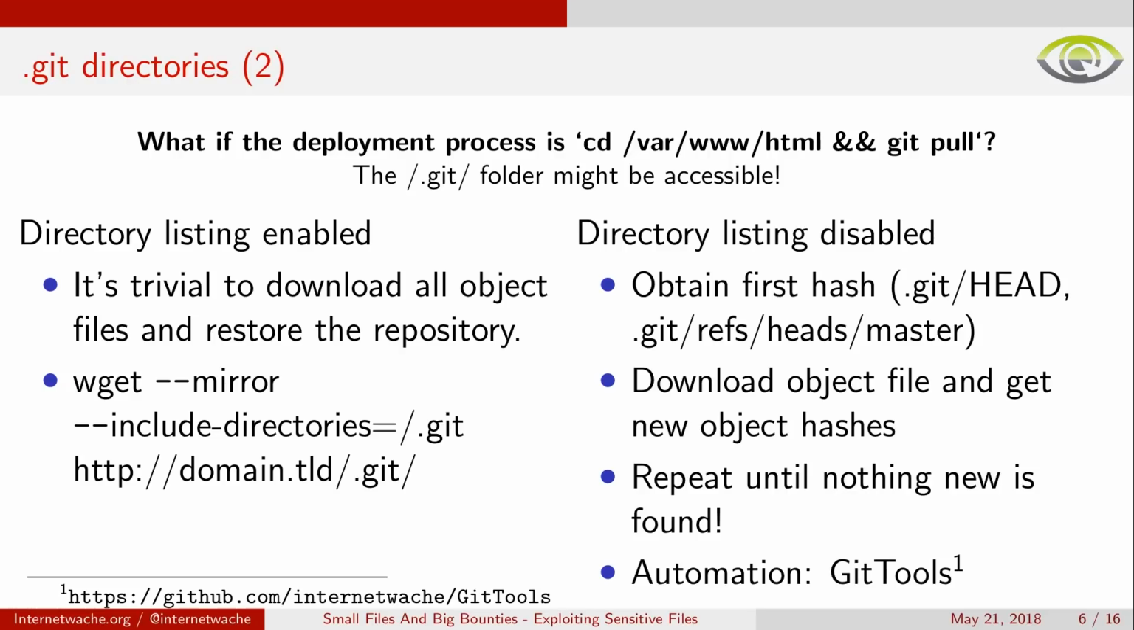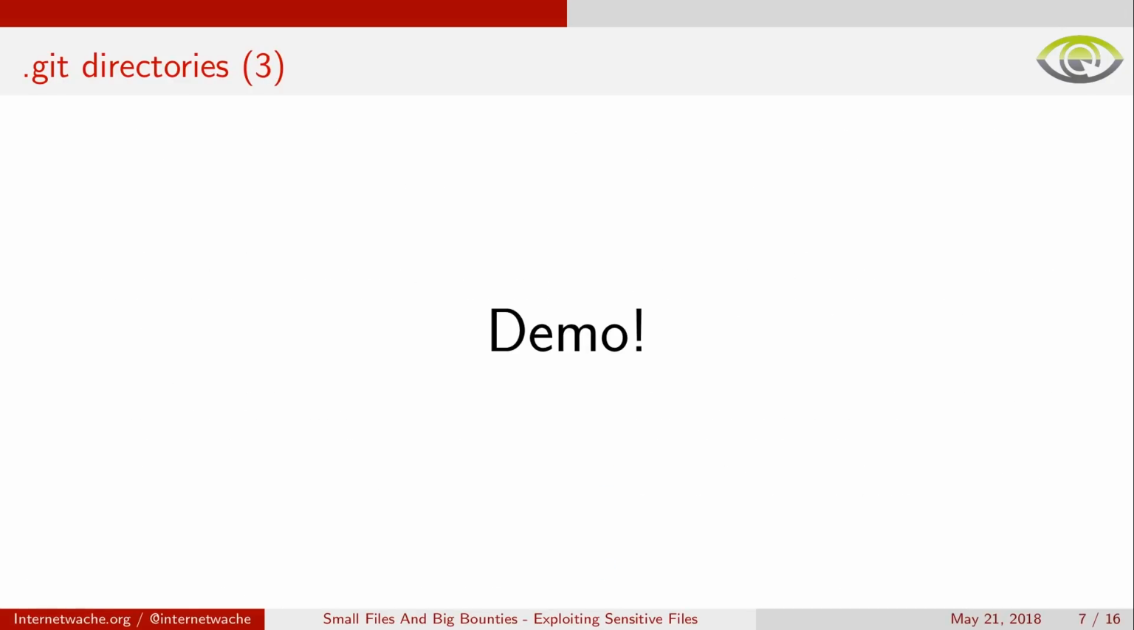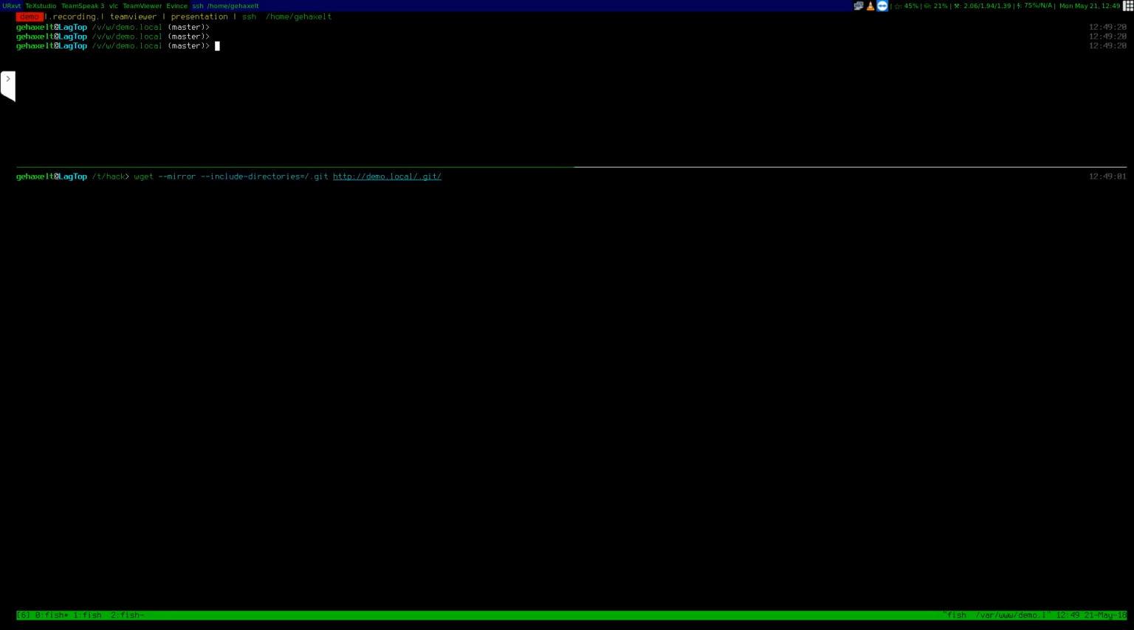So for this, we developed a tool to automate this process. It's called GitTools, and you can find it on GitHub. Let's do a demo of how this works and how we can obtain repositories from a web server.